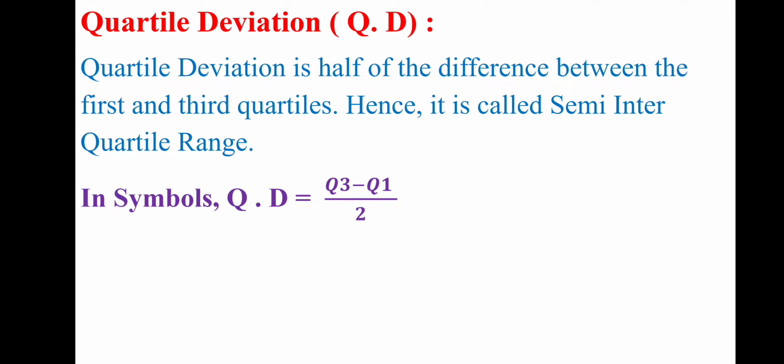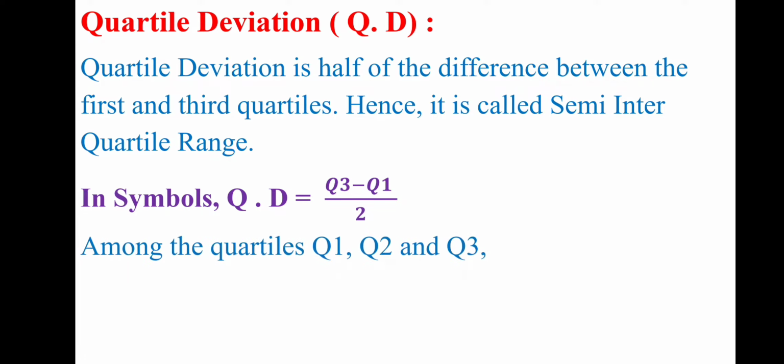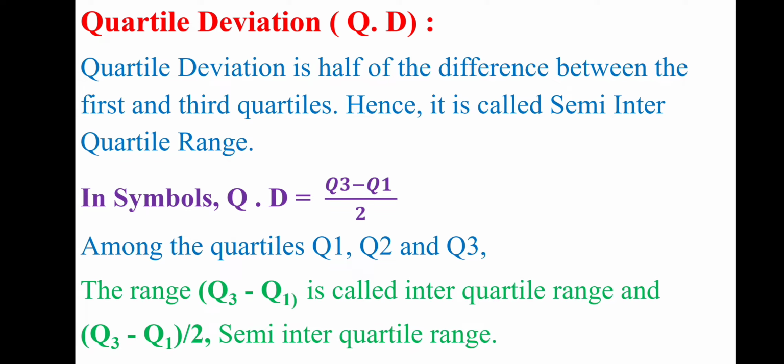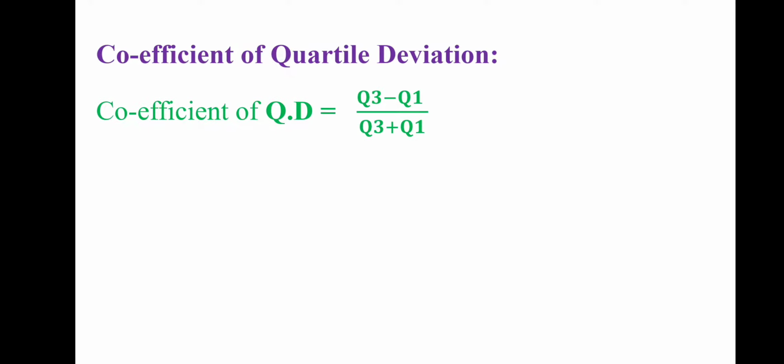Formula is Q3 minus Q1 divided by 2. It is called quartile deviation formula. Among the quartiles Q1, Q2 and Q3, we know very well Q2 is called as median. Q1 and Q3 we are going to study. Q1 it is called as first quartile or lower quartile. Q3 is called as third quartile or upper quartile. Q3 minus Q1 is called interquartile range and Q3 minus Q1 divided by 2 semi-interquartile range. Coefficient of quartile deviation. Formula is Q3 minus Q1 divided by Q3 plus Q1.